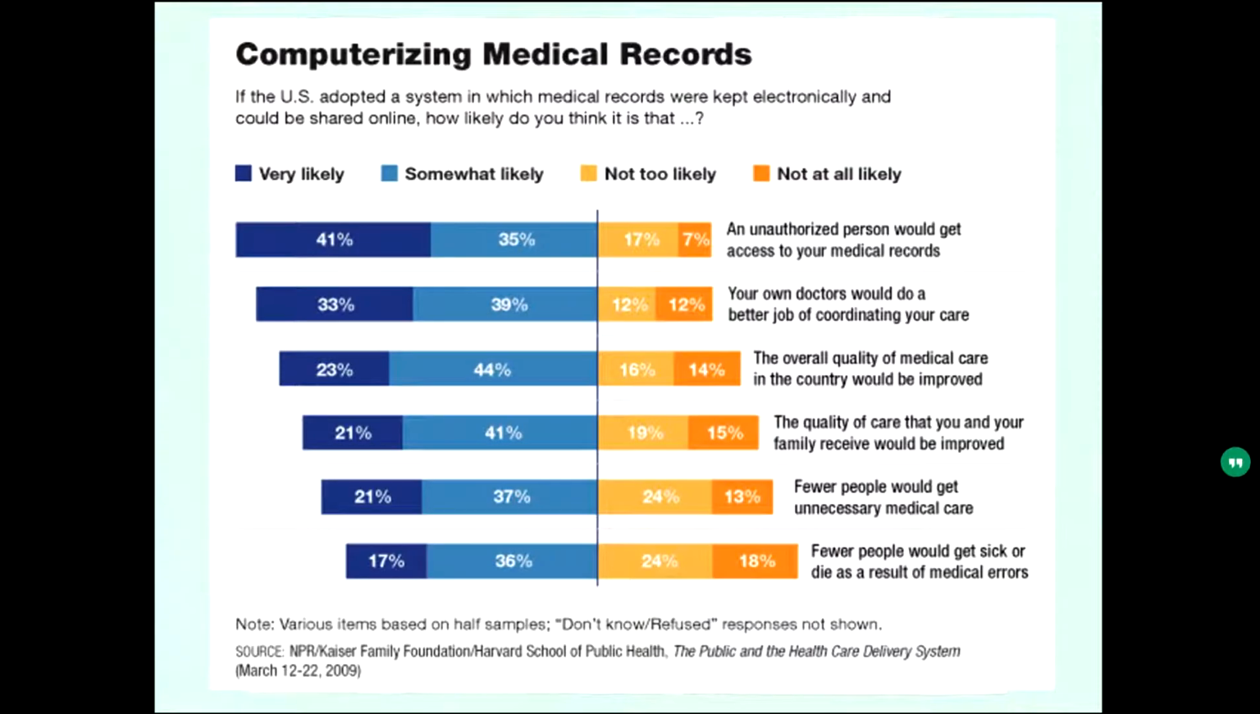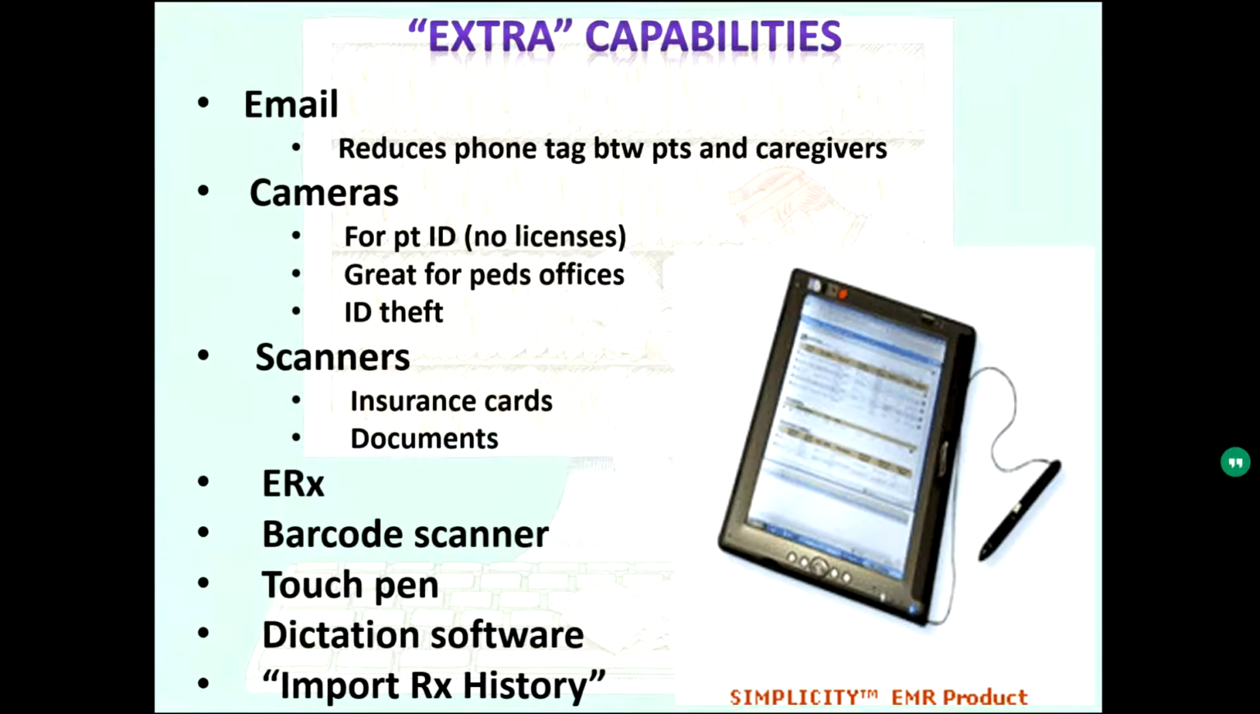Hey, look, people like medical records on a computer. So here are some extra things that using informatics in an office can let you do. You can use email, which through the portals, patients can email clinicians. A lot of offices utilize cameras to take pictures of the patients, so that'll reduce identity theft of insurance cards, which actually happens. You might have seen scanners where they scan your insurance card, or they have a document scanner where they scan the actual documents and then it goes right into your chart.